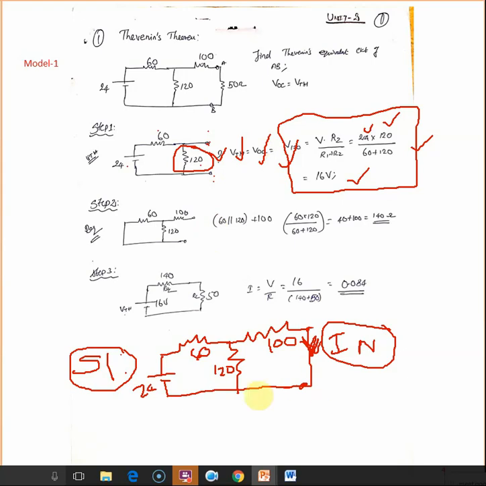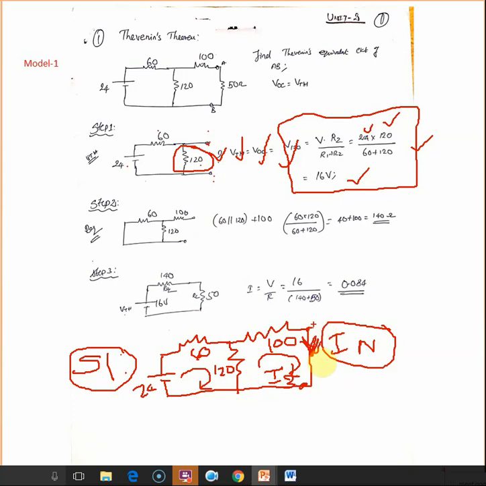Similarly, coming to this point, how do we find IN? IN is also found like this. See there, how many rooms are there? This is one closed room, this is another closed room. There are totally two rooms. Here the flow of current is I1, and here the flow of current is I2. In room 2, the flow of current is I2.